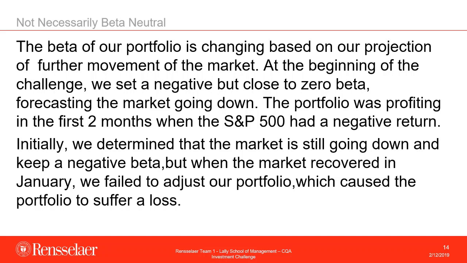The beta of our portfolio is changing based on our projection of further movement of the market. At the beginning of the challenge, we set a negative but close to zero beta, focusing on the market going down. The portfolio was profiting in the first 2 months when the S&P 500 index had a negative return. Initially, we determined that the market was still going down and kept a negative beta. But when the markets recovered in January, we failed to adjust our portfolio, which caused the portfolio to suffer a loss.